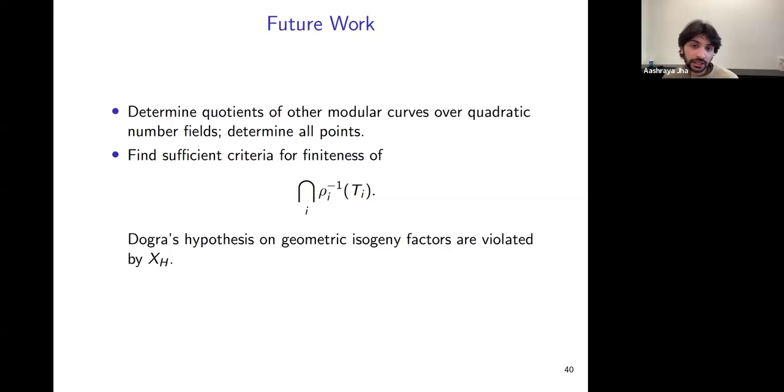Another more theoretical question I have is to find criteria for the finiteness of this pre-image of locally analytic functions. Because Dogra has this really nice result, but his hypothesis is violated by a curve X_H. In fact, if you have a quotient of a modular curve, then the hypothesis of the isogeny factors on the different embeddings not talking to each other will always be violated for modular curves. And modular curves are really important. We want to work with them. So I think it would be nice to prove something for modular curves, which is not covered by Dogra's result.